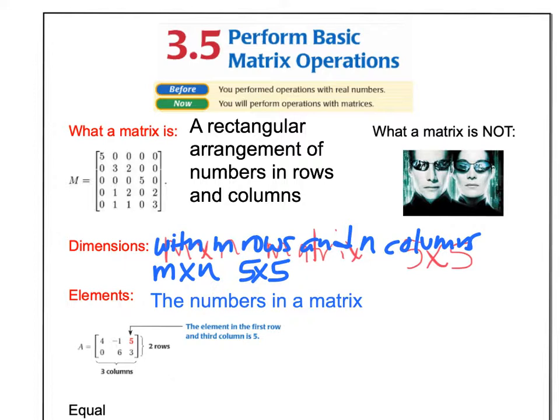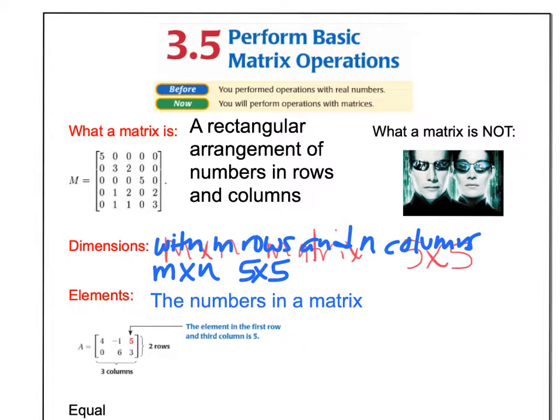And we talk about certain positions of numbers or elements in the matrix by their row and their column. So the number 5 here is the element in the first row and the third column. The element in the second row, second column would be 6. And what if I asked you what element was in the second row, first column? What would you say? Second row, first column. That would be a 0.